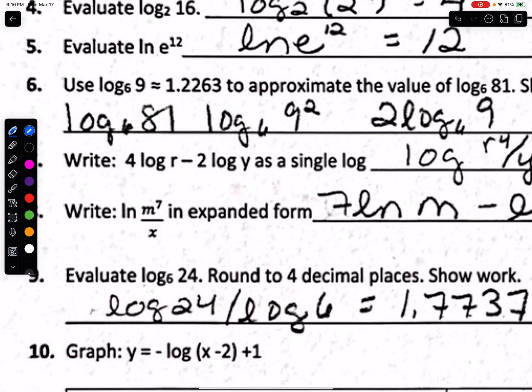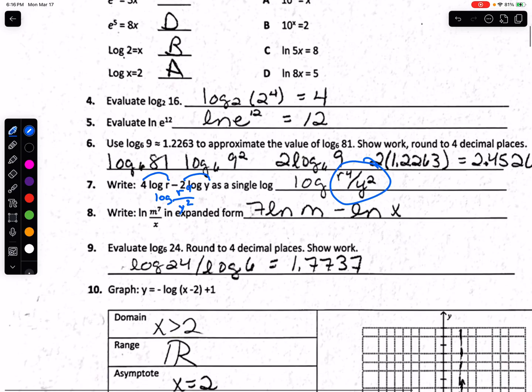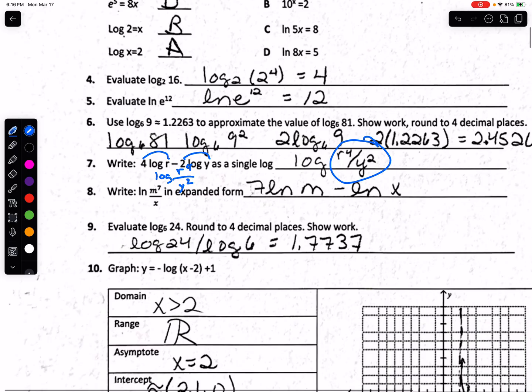Minus means divide. And then this becomes the exponent on the r. The 4 becomes the exponent on the r, and the 2 becomes the exponent on the y. So is it log r to the 4th? So log r to the 4th up top over y squared. And then is that it? Done. Because we're writing it as a single log, so you go from 2 logs to 1 log, and we went to 1 log right there.